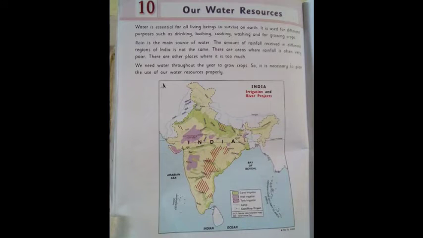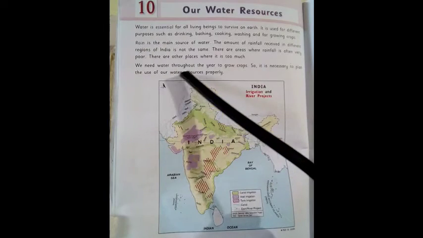Rain is the main source of water for human beings, and the amount of rainfall received in different places of a country is not the same. They are very different from each other. Some places of our country receive very less rainfall, whereas other places receive too much rainfall.